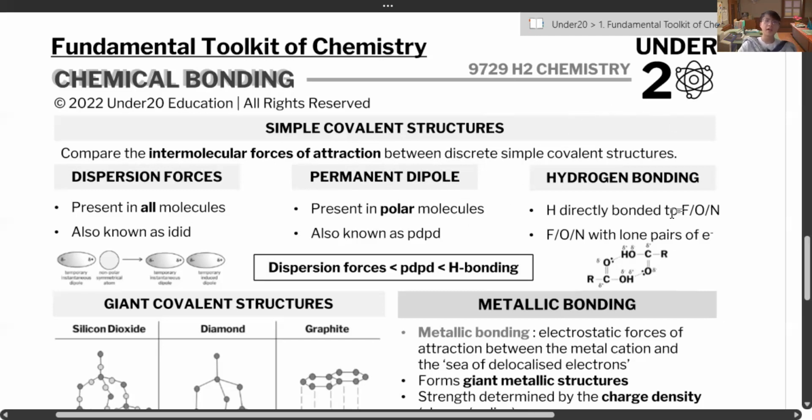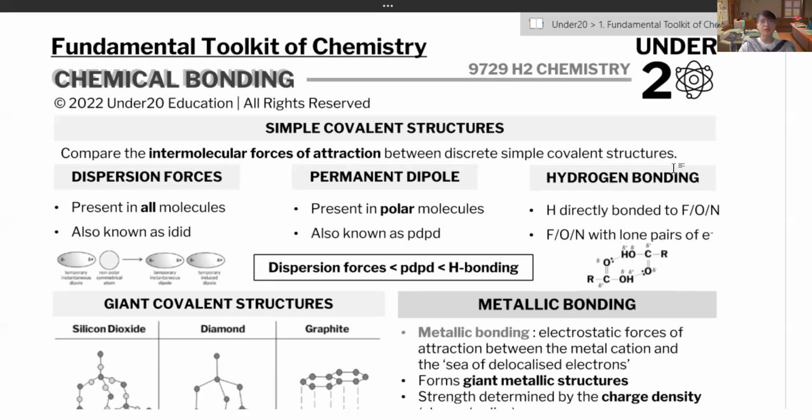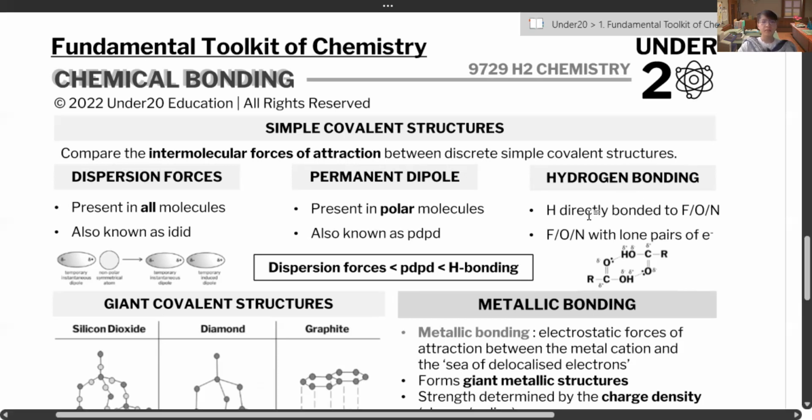Next is hydrogen bonding. Hydrogen bonding is the strongest of the 3 and only occurs when these 2 conditions are met. First, you have a hydrogen that is directly bonded to fluorine, oxygen, or nitrogen. And second, another fluorine, oxygen, or nitrogen contains lone pairs of electrons. In this figure, we have a carboxylic acid molecule, something like ethanoic acid, right? The double bonded oxygen here is not connected to H, but it can still undergo hydrogen bonding because it has a lone pair of electrons, and it will form hydrogen bonding with the hydrogen that is connected to the oxygen.